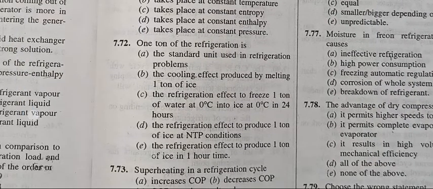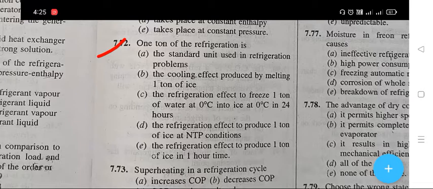Next question: 1 ton of refrigeration is. Right answer is C. The refrigeration effect on freezing 1 ton of water at 0 degrees Celsius into ice at 0 degrees Celsius in 24 hours.